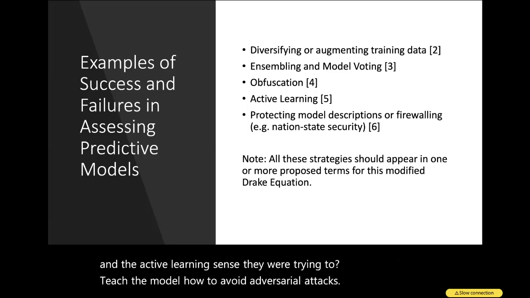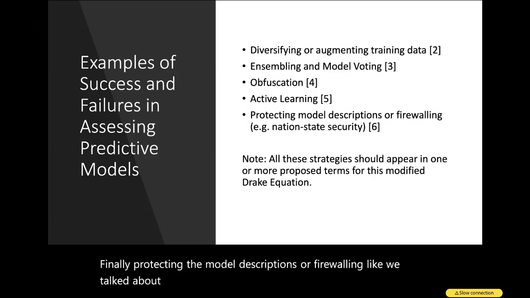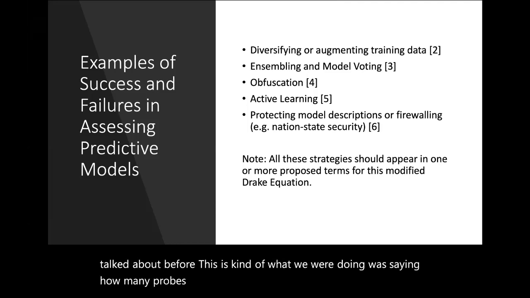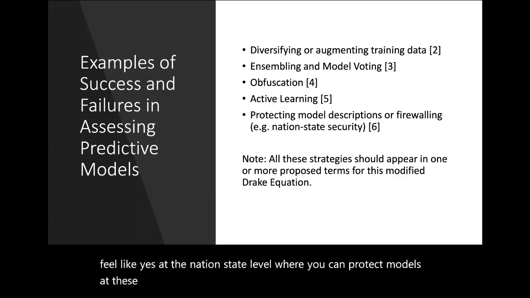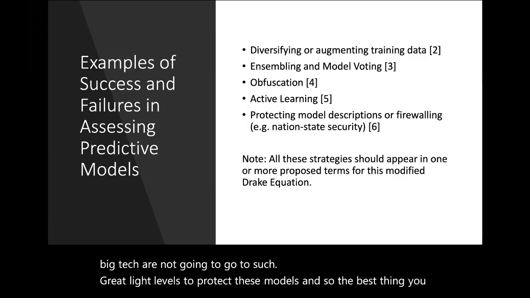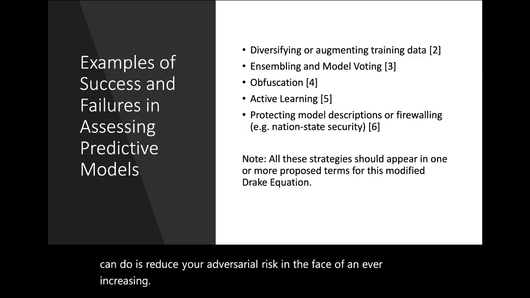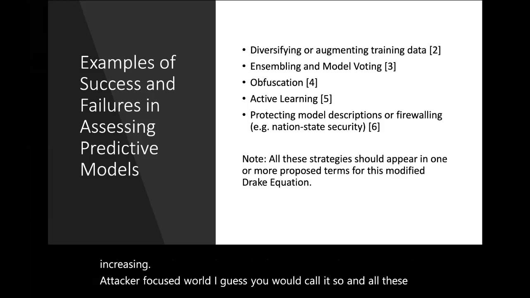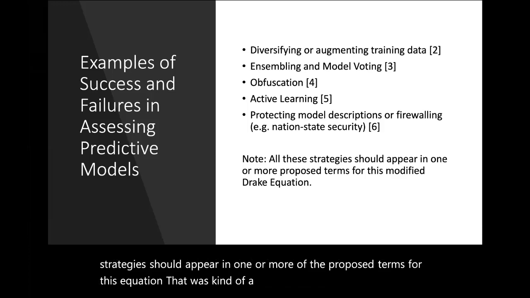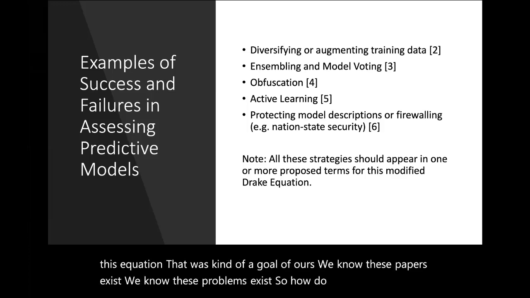Finally, protecting the model descriptions, or firewalling, like we talked about before. This is kind of what we were doing, was saying how many probes would it take to find an architecture or data set. I feel like, yes, at the nation state level you can protect models at these super high levels and do those kinds of things, sure. Maybe that's available to some folks, but the vast majority of places, even big tech, are not going to go to such great levels to protect these models. And so the best thing you can do is reduce your adversarial risk in the face of an ever increasing attacker-focused world, I guess you would call it. All these strategies should appear in one or more of the proposed terms for this equation. That was kind of a goal of ours. We know these papers exist, we know these problems exist, so how do we capture that in some framework?